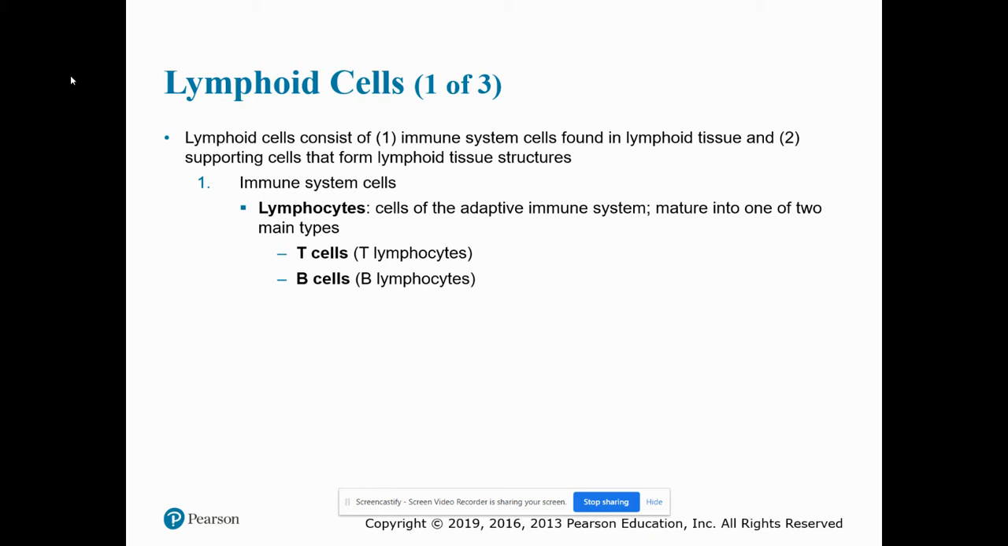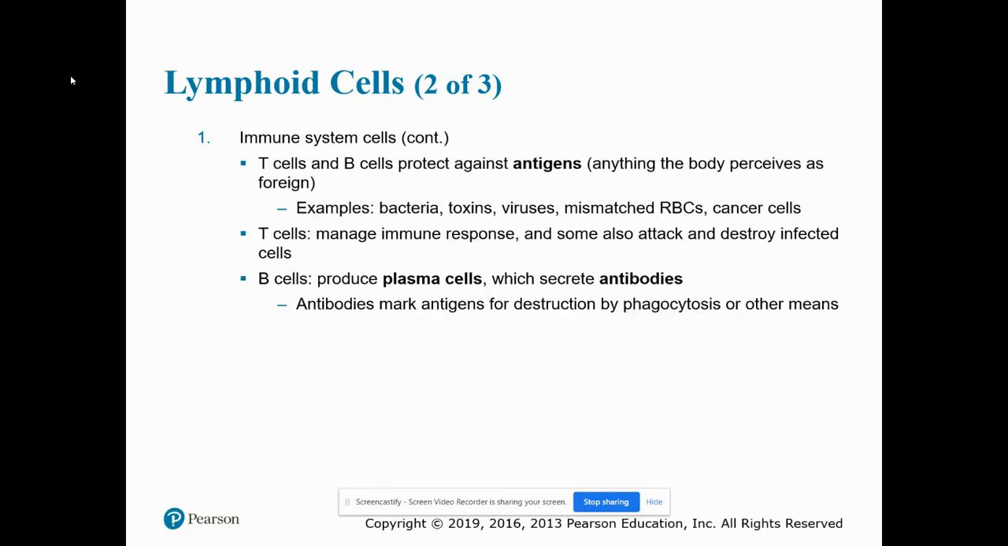And then these lymphocytes will mature into one of two main types. So we have T cells or T lymphocytes and B cells or B lymphocytes. T cells and B cells both protect us against antigens. And antigens are anything that the body perceives as foreign. Examples of this are bacteria, toxins, viruses, mismatched red blood cells, cancer cells, and they do different things.